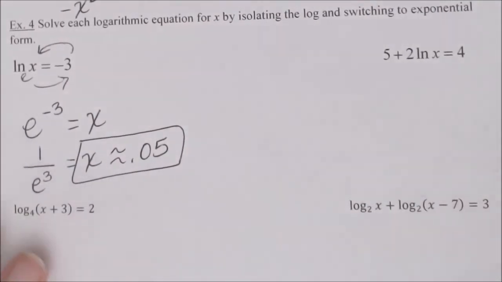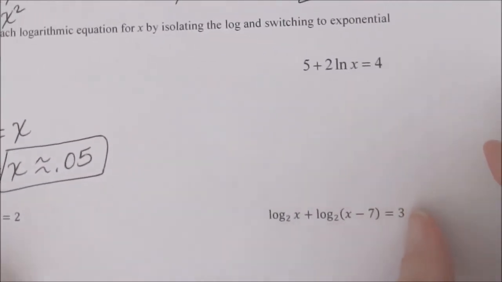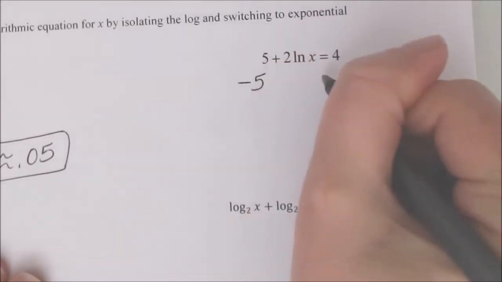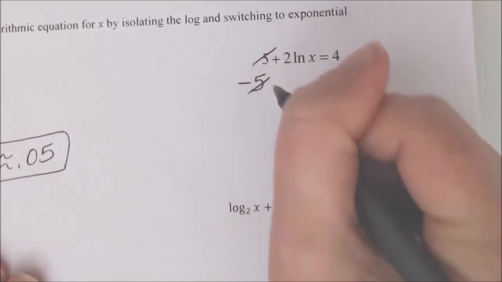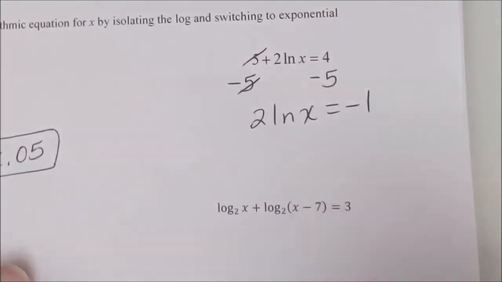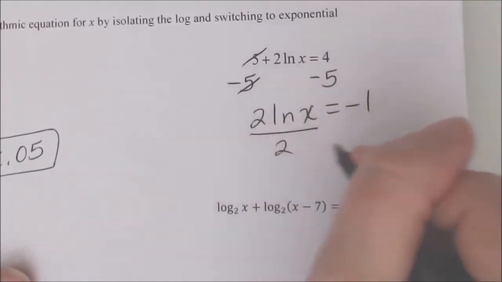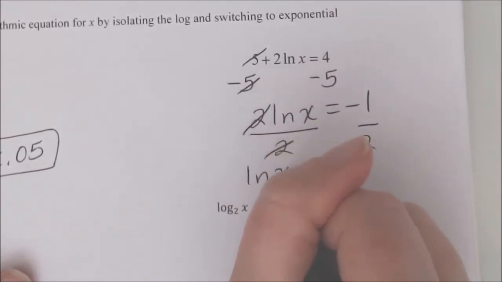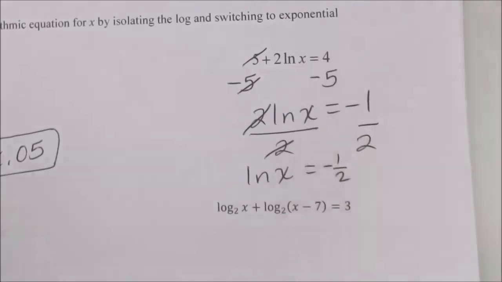Okay. How about the next question? We need to get the log by itself before we do anything. So I'm going to subtract 5. So I have 2 times the natural log of x equals negative 1. And then I'm going to divide by 2. So I have the natural log of x equals negative 1/2.